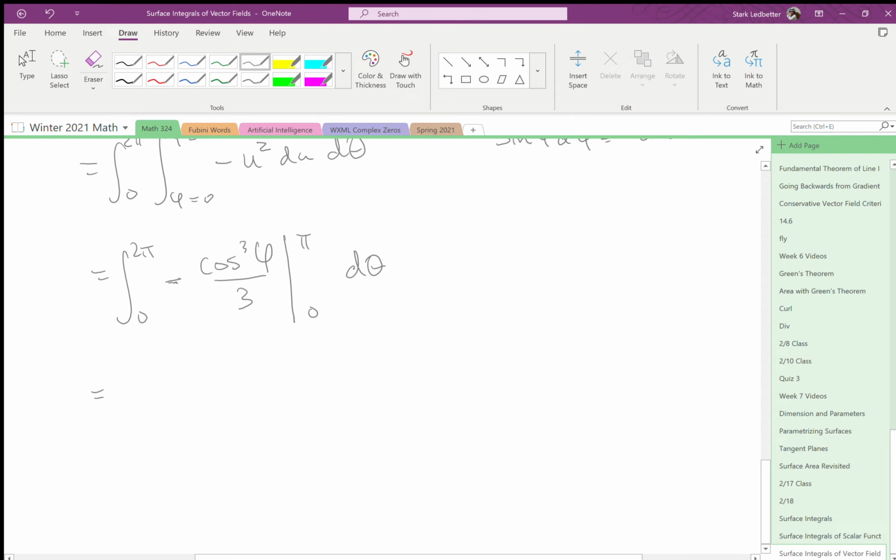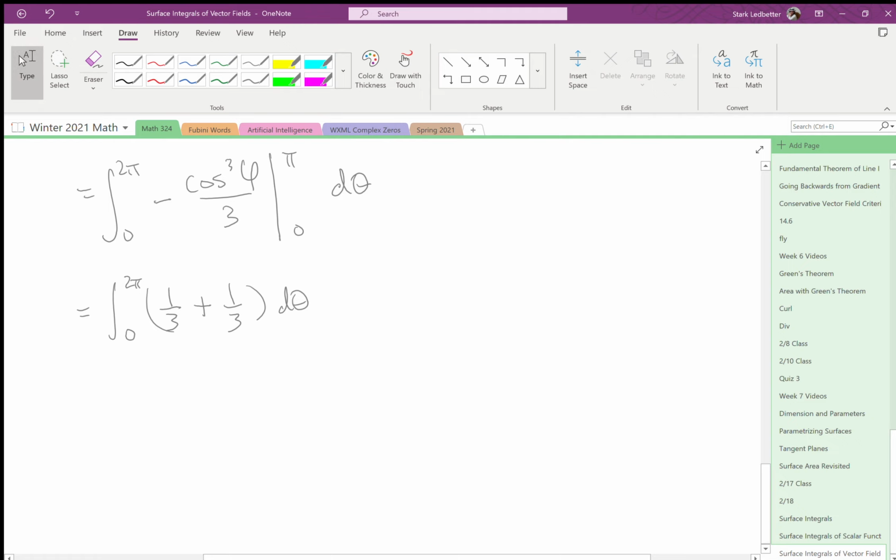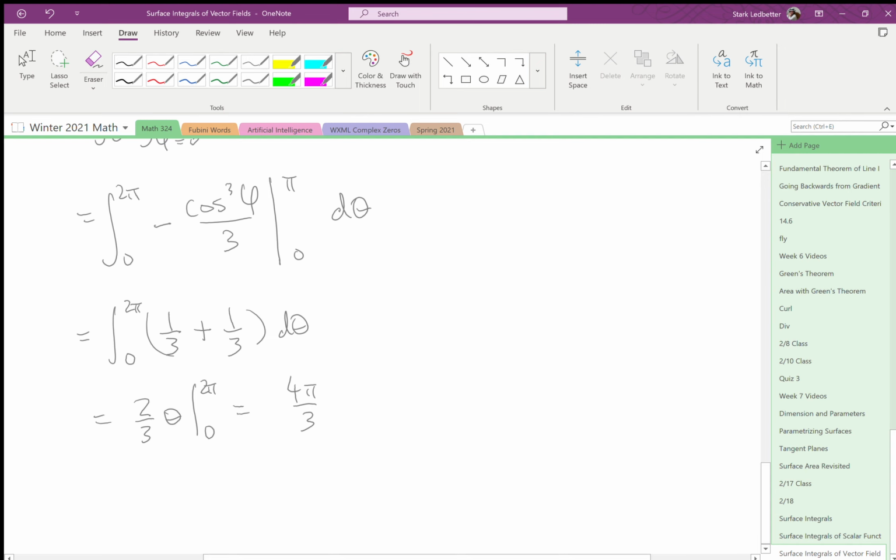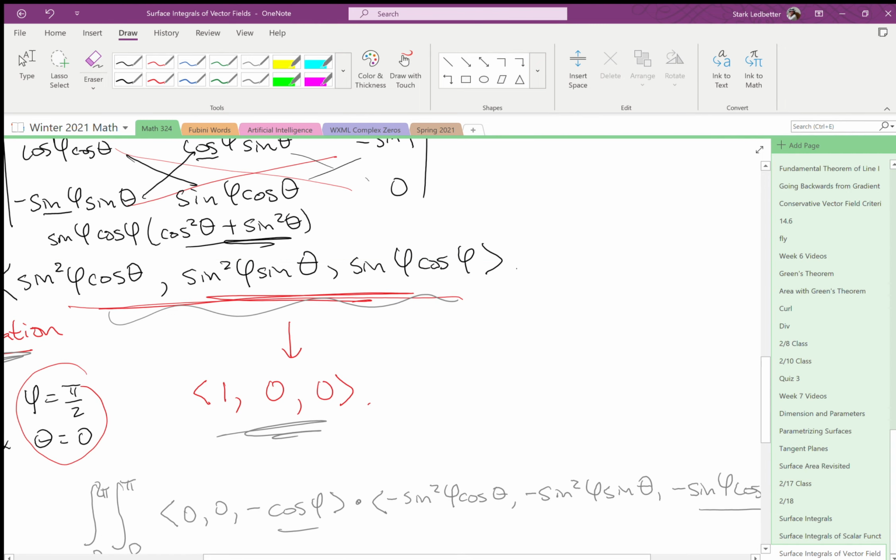This is negative. So actually, after all the negative signs are done, this problem was very difficult because there were a ton of negative signs. That's positive 1/3, and then minus a negative, so that's a plus. Cosine 0 is positive 1, so plus another 1/3, integrated with respect to theta from 0 to 2 pi. So I'm just going to end up with 2/3 theta going from 0 to 2 pi, which is going to be 4 pi over 3.